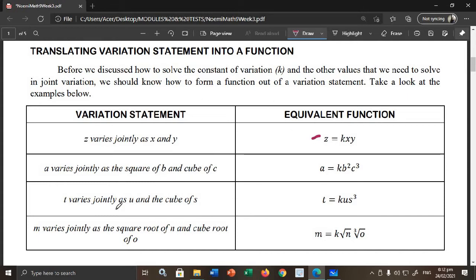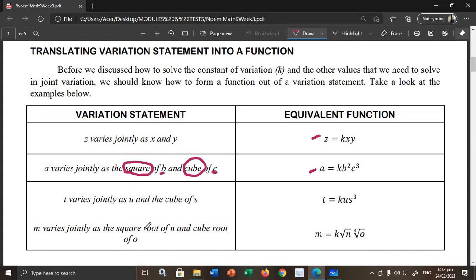Then the second one, we have a varies jointly as the square of b and the cube of c. So if you write that into a function, it will become a is equal to k. Again, don't forget k, which is the constant of variation. And then b squared, kasi sabi sa statement, square of b, okay? So b squared and then c cubed, kasi sabi doon, cube of c. So it will become a is equal to k b squared c cubed.